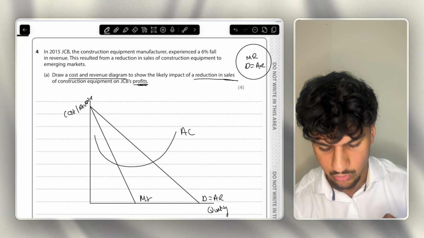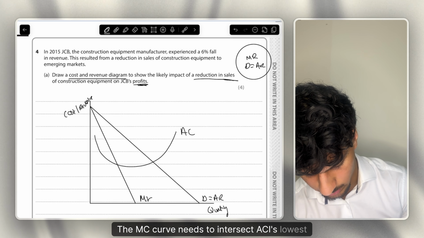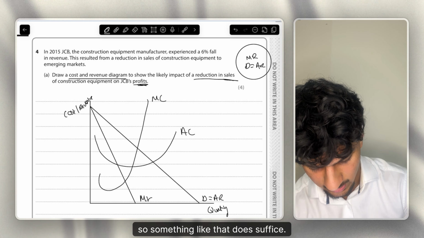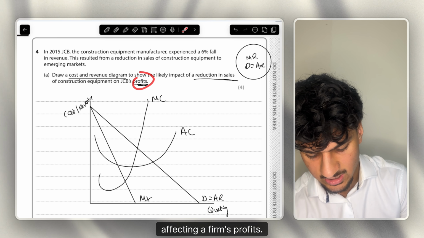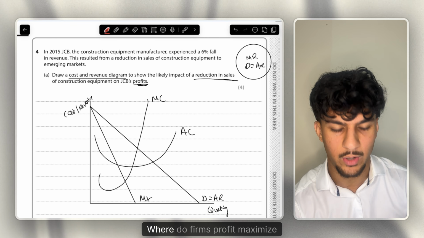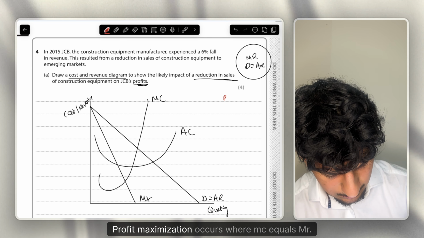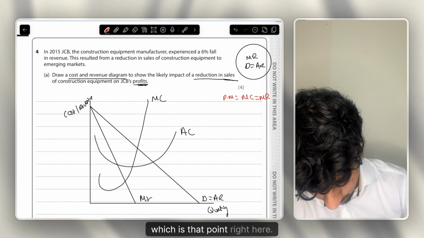And what is the only rule with the MC curve? The MC curve needs to intersect AC at its lowest point. So something like that does suffice. Now we're talking about a reduction in sales affecting a firm's profits, so let's quickly label up JCB's profits here. Where do firms profit maximize? Profit maximization occurs where MC equals MR, which is that point right here.